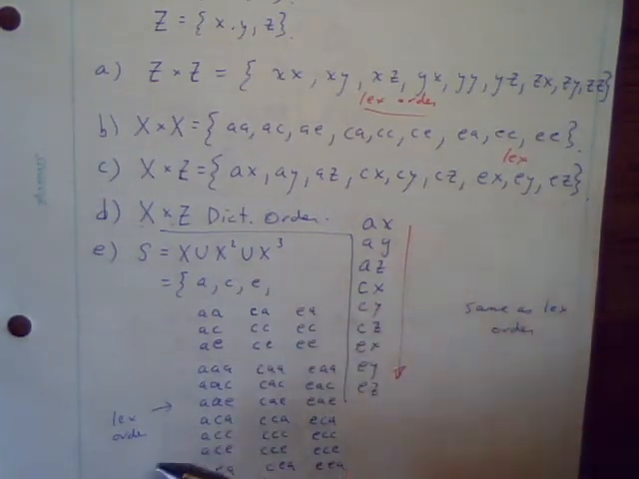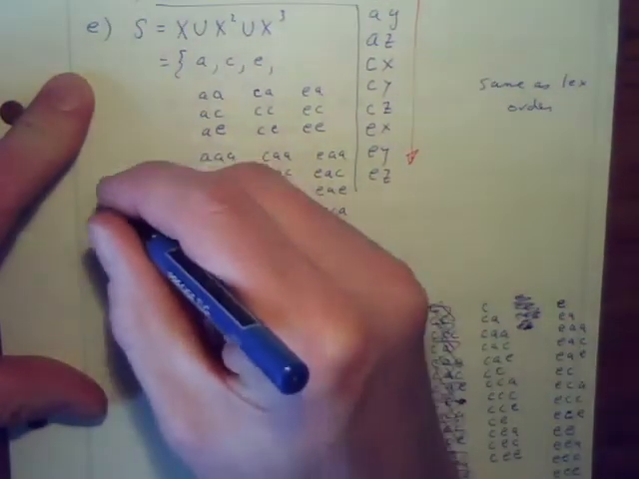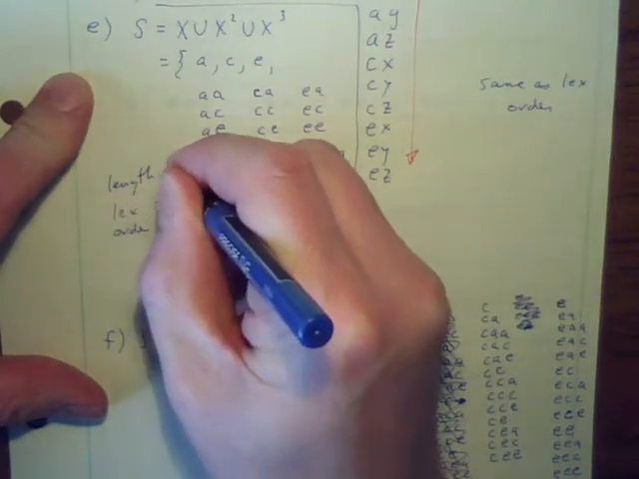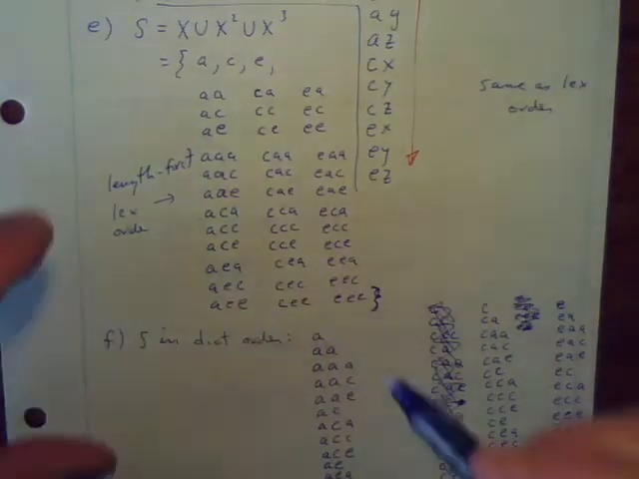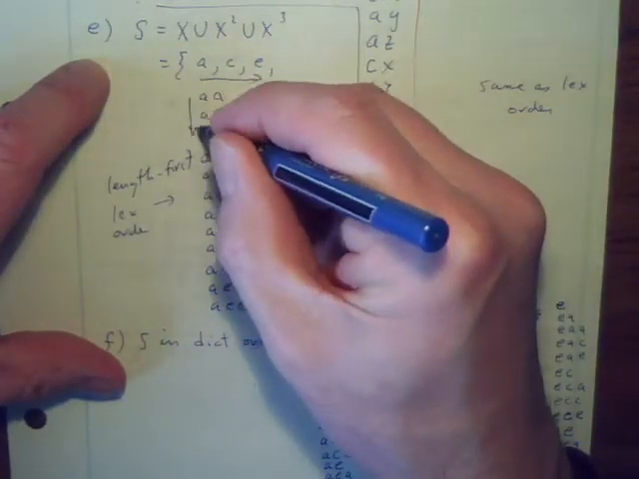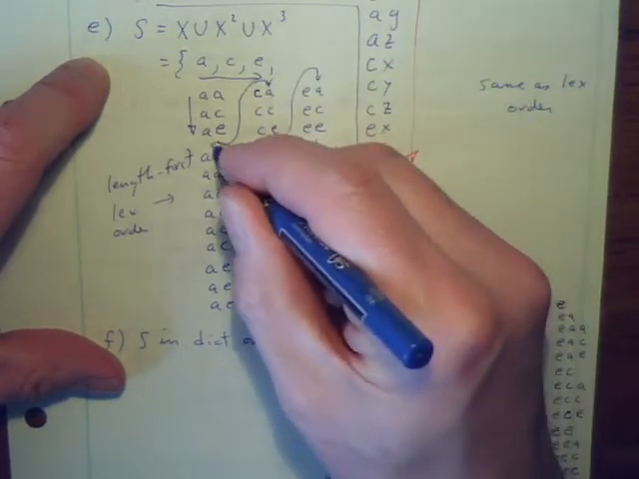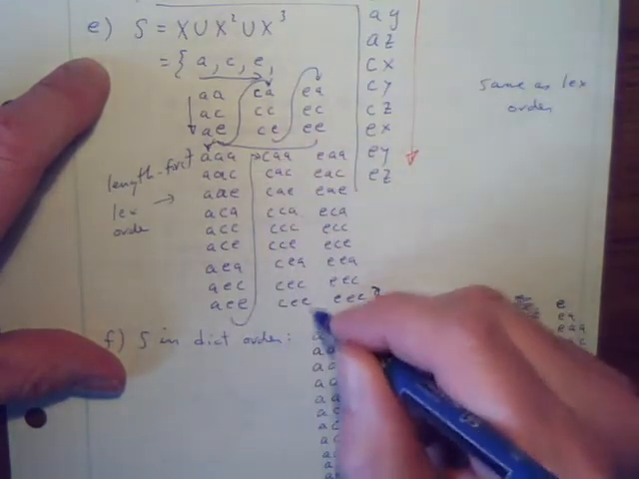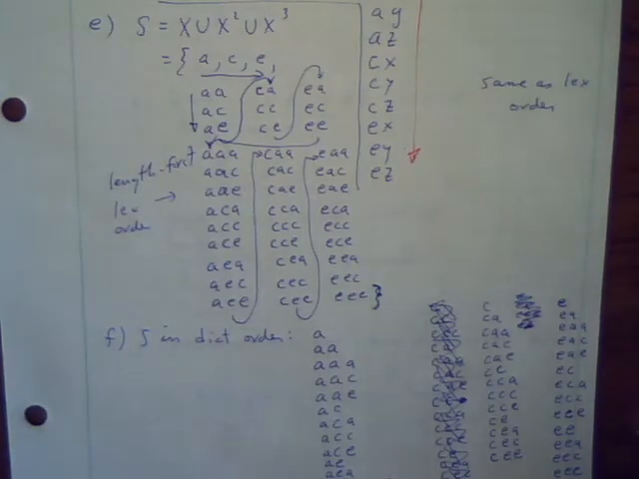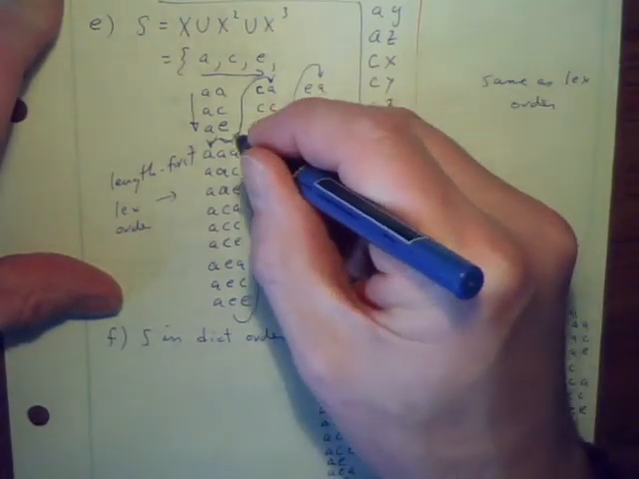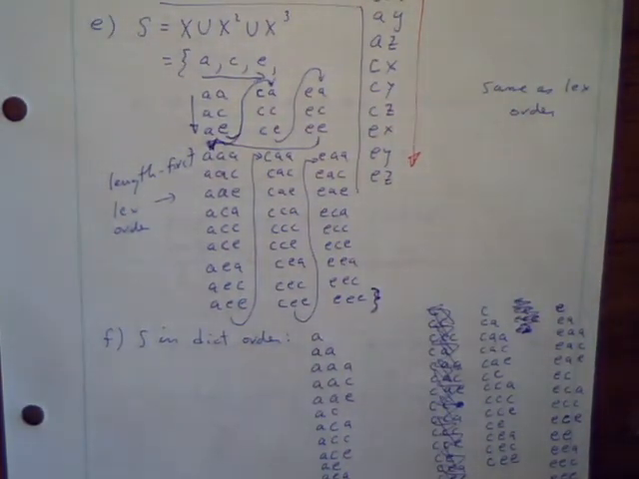Part E asks for them in Lex order, and that's what we've got here. A, C, E. This is length first Lex order. And that is going this way, then this way, then this way, then this way, then to here, then to there, then to there. Hopefully that ordering is clear. Not now that I made my arrows overlap. Okay, hope it's clear.